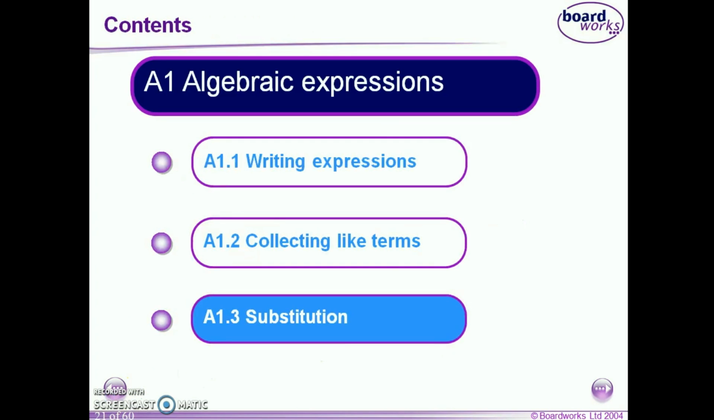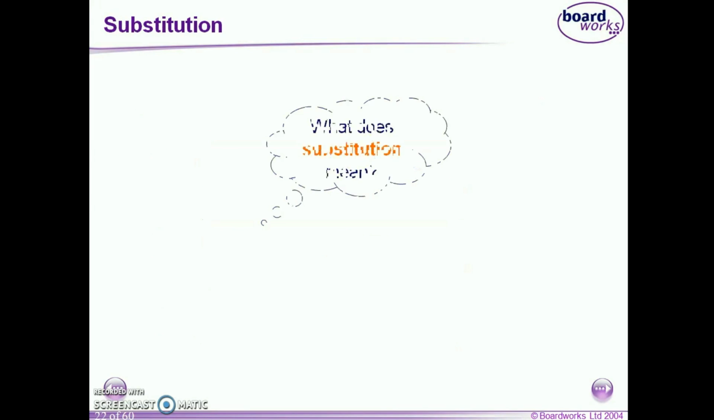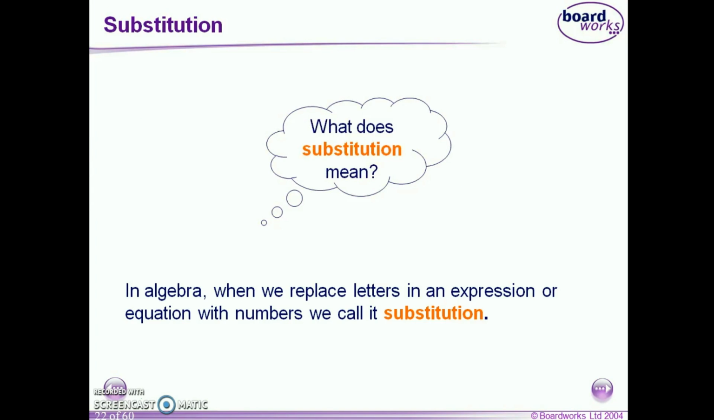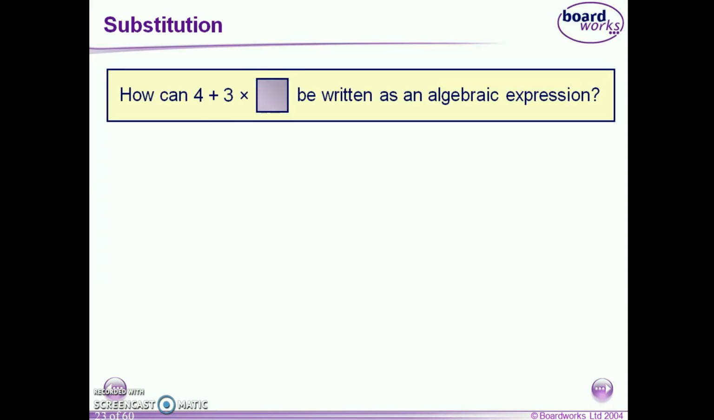Now, we have arrived at the last section of this topic, which is substitution. What does substitution mean? In algebra, when we replace letters in an expression or equation with numbers, we call it substitution. How can 4 plus 3 times something be written as an algebraic expression? Using n for the variable, we can write this as 4 plus 3n.